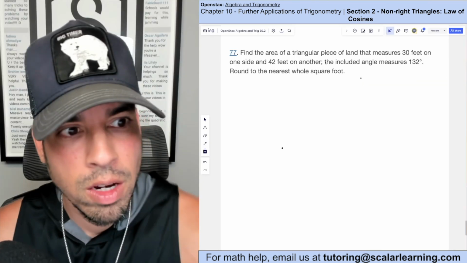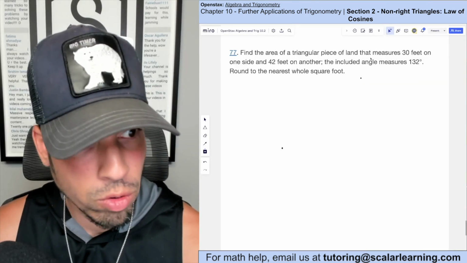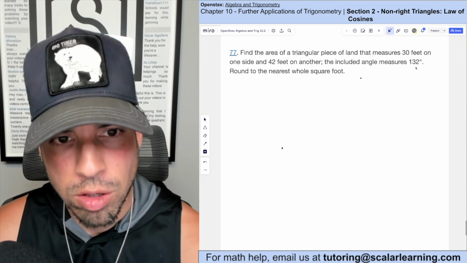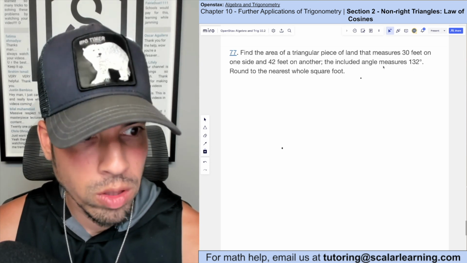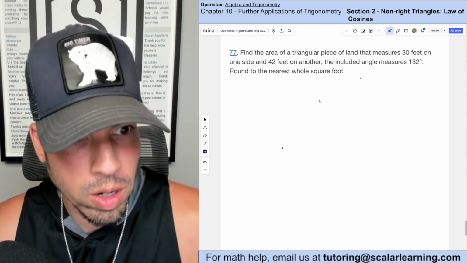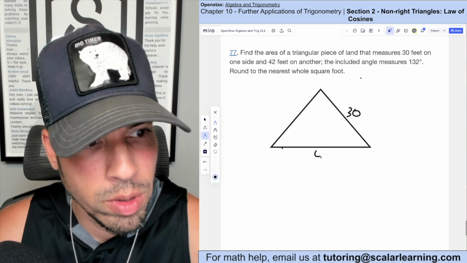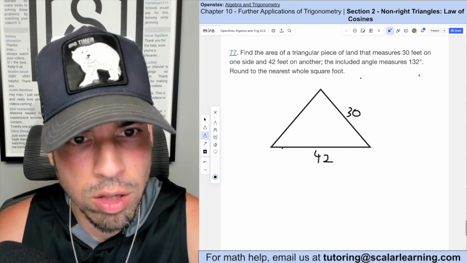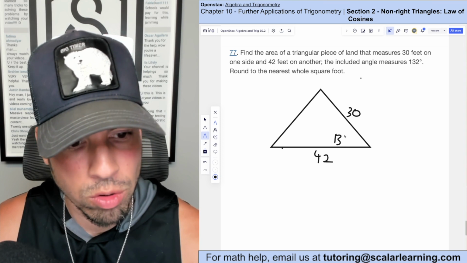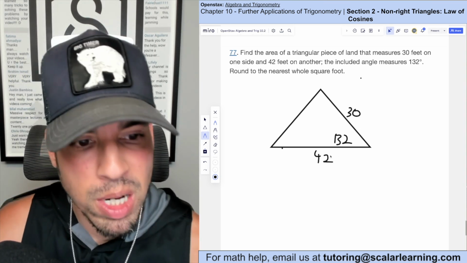Done. Find the area of a triangular piece of land that measures 30 feet, 42 feet, and then an included angle measure of 132, round to the nearest whole square foot. So we've got 30, we've got 42, and then an included angle measure of 132. So obviously this is not to scale, but it's all good.